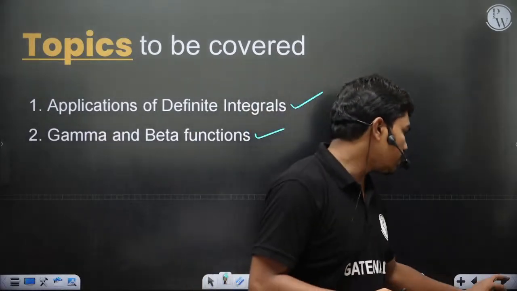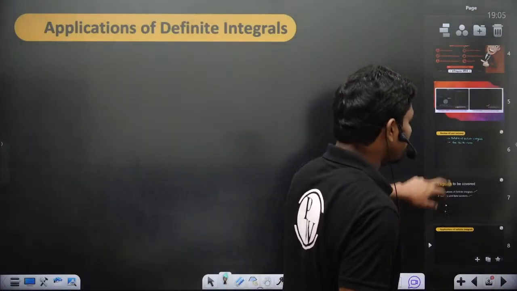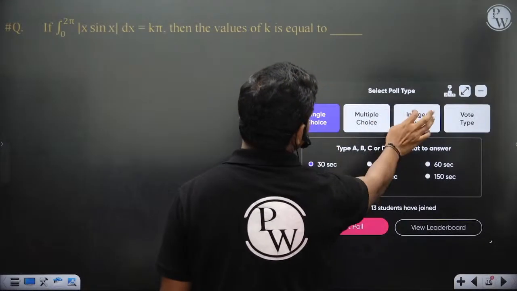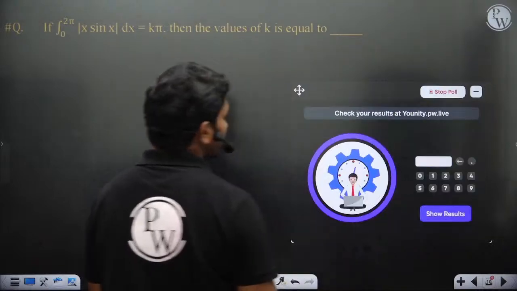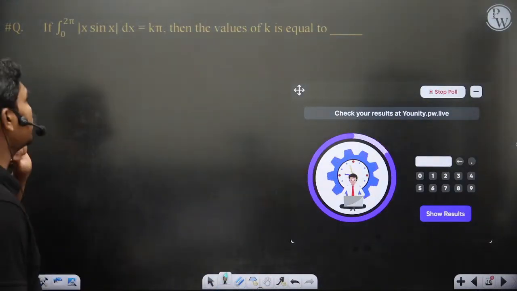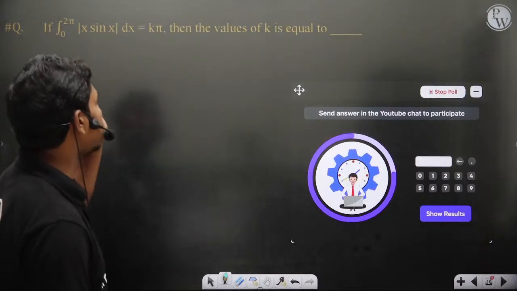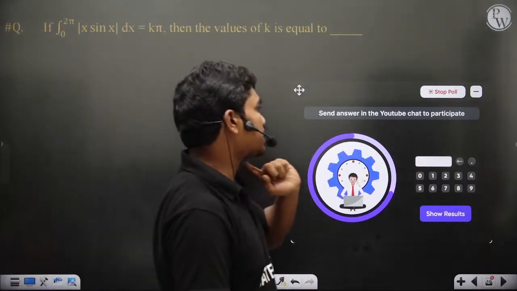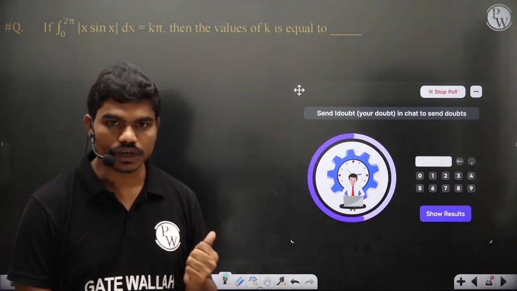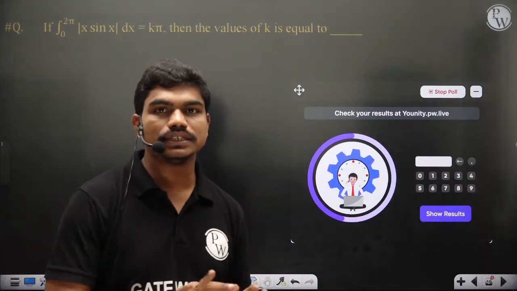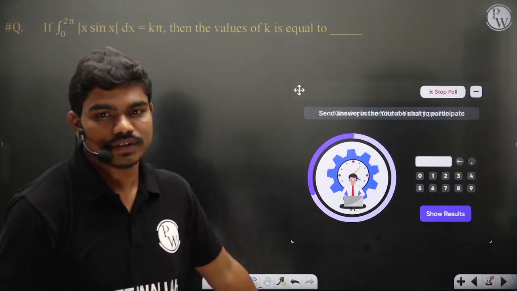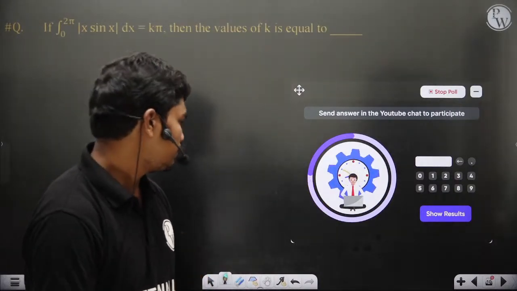Okay, before going to the topics today, I have given you some homework actually, so I think many of you might have done it. Let's solve this question. Integer type, 30 seconds. If you have already solved this integral, then enter the answer. If the integral from 0 to 2 pi of x sin x dx is equal to k times pi, then the value of k is equal to dash. Come on, enter the answer. I have given you this as homework, so if you have solved this already, then please enter the answer. Is 4 the answer, Pranav? Maybe, I don't know. Let's solve.